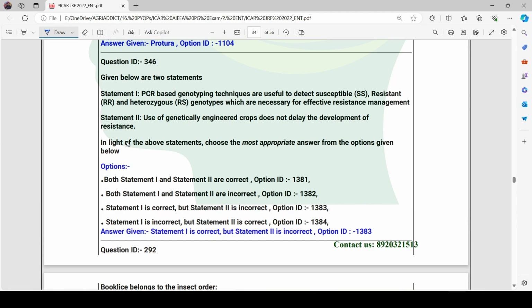Like in statement 1, polymerase chain reaction or PCR based genotyping techniques are useful to detect susceptible, resistant, and heterozygous genotypes which are necessary for effective resistance management. Yes, PCR based genotype techniques are useful for all of this, so this is correct. Use of genetically engineered crops doesn't delay the development of resistance. No, this statement is incorrect. It can delay. So statement 1 is correct, but statement 2 is incorrect.